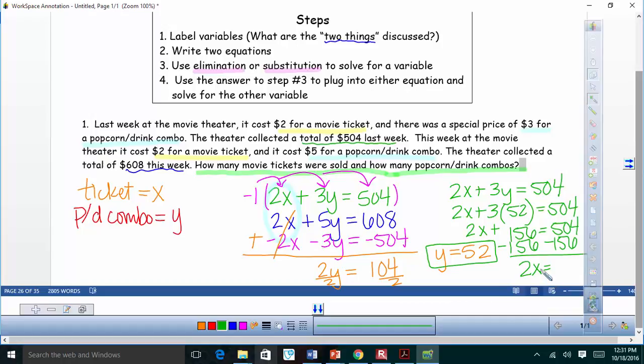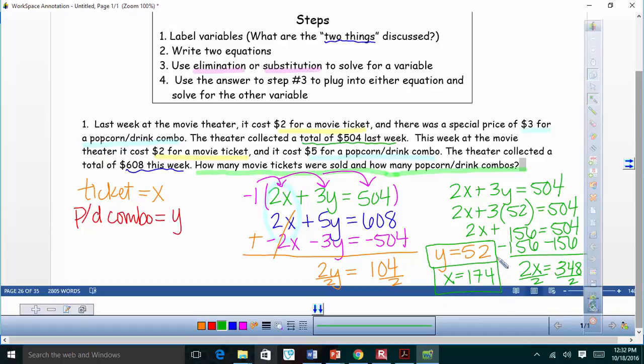If you do not have a calculator on your desk, I suggest you get one. What is it? 348. Okay. Then we take that and we divide by 2. So what is 348 divided by 2? 174. So x equals 174.